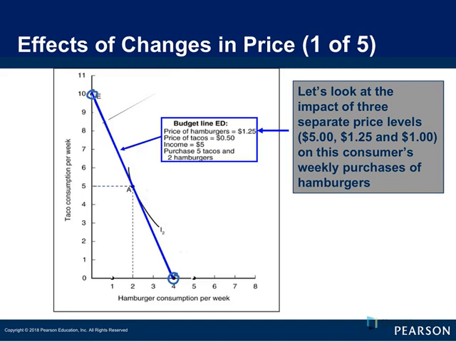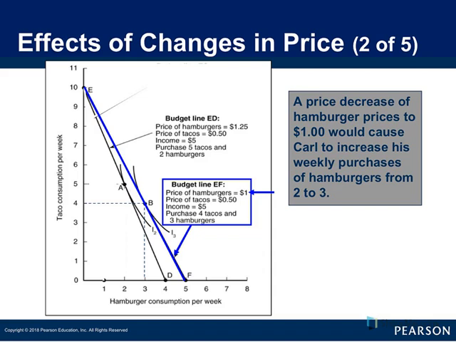Now, prices of products change. They don't always stay constant, and as the price of a product changes, it impacts our consumption. So let's take a look at it. If the price of hamburgers changed from $1.25 to $1, we would have to draw a new budget line. $5 divided by 1 would say, hey, we can now purchase 5 hamburgers and still the 10 tacos, but we have a new budget line.